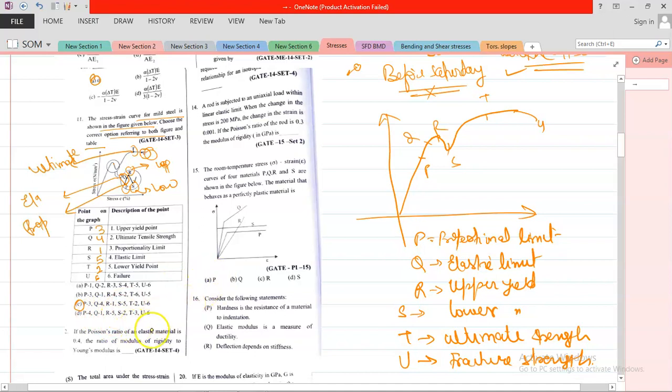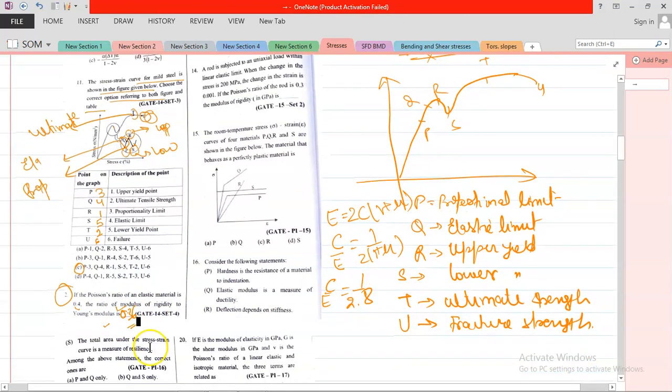Okay. I am going with the next question. If the Poisson's ratio of an elastic material is 0.4, the ratio of modulus of rigidity to Young's modulus is. So first of all, remember the formula E = 2C(1 + mu). The question is asking for modulus of rigidity, that is C by E. So if you write C by E, then the value is 1 upon 2(1 + mu). The value of mu is 0.4. So C by E is equal to 1 divided by 2 times 1.4, that is 1 divided by 2.8. So your value is coming 0.36. You can directly put it here, 0.36.